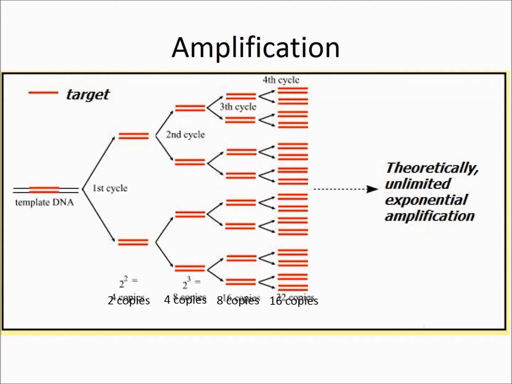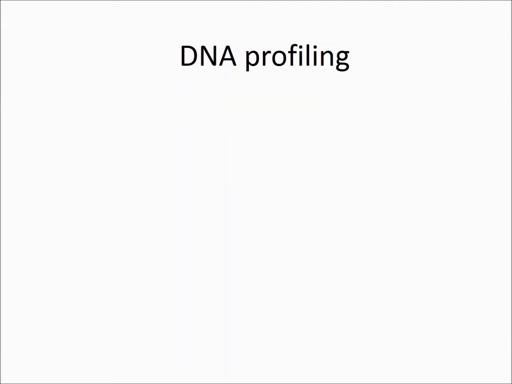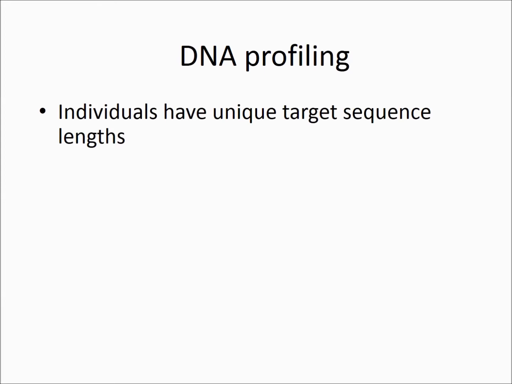Now, for a given set of primers, the amplification of an individual's DNA will give a target sequence length of maybe 100 nucleotides. If you use the same set of primers to amplify the target sequence of another individual's DNA, you might get a target sequence of 50 nucleotides. And that is the basis of DNA profiling. DNA profiling is really based on the fact that individuals have unique target sequence lengths.